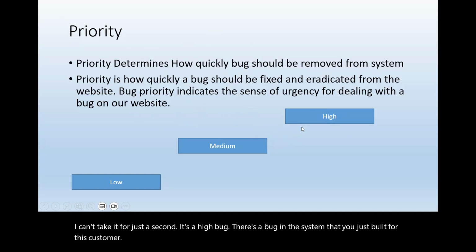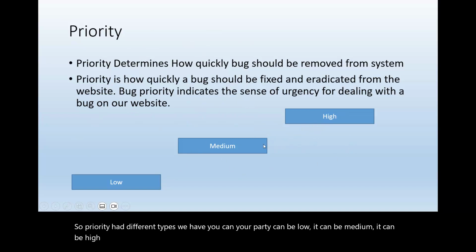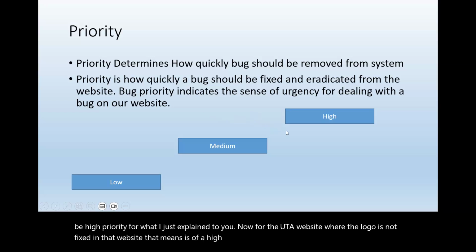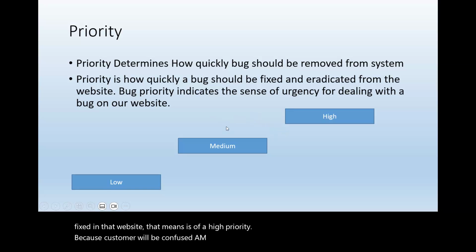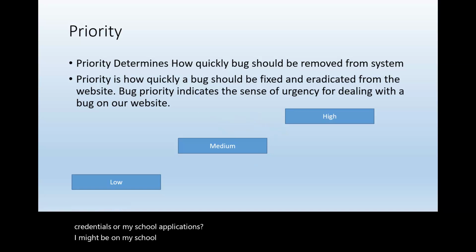So priority has different types. Your priority can be low, it can be medium, it can be high. For what I just explained to you for the UTA website, where the logo is not featured, that means it's of a high priority, because the customer will be confused. Am I really landing on the page where I want to log in my school credentials or my school applications? Am I really on my school website? Because the logo is not there.